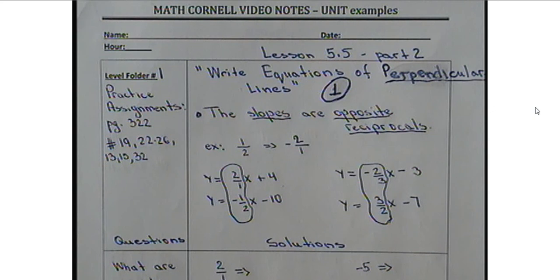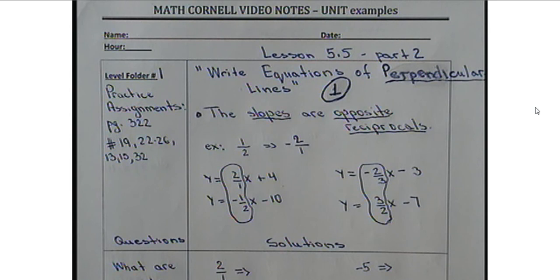Hi students, well here's my second video on lesson 5.5 part 1. Today we are going to talk about writing equations of perpendicular lines.